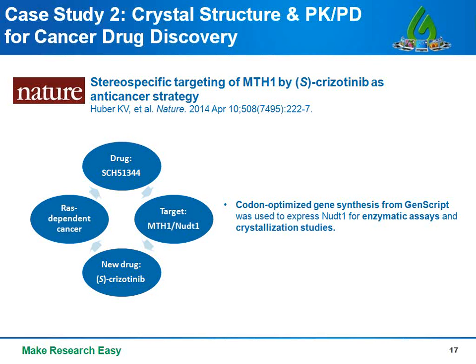So these researchers then used codon-optimized gene synthesis from GenScript to express the NUDT1 protein for enzymatic assays and for crystallization studies, and they were able to get a really nice crystal structure. So then they looked for drugs that could inhibit MTH1, and they identified S-crizotinib as a highly specific low nanomolar MTH1 inhibitor. And this drug is particularly well poised for drug development because it was first discovered as a contaminant in a preparation of the R enantiomer of crizotinib, which is already FDA approved for clinical use, and the two compounds differ in only one chiral center. So we're going to keep our eye on this drug.